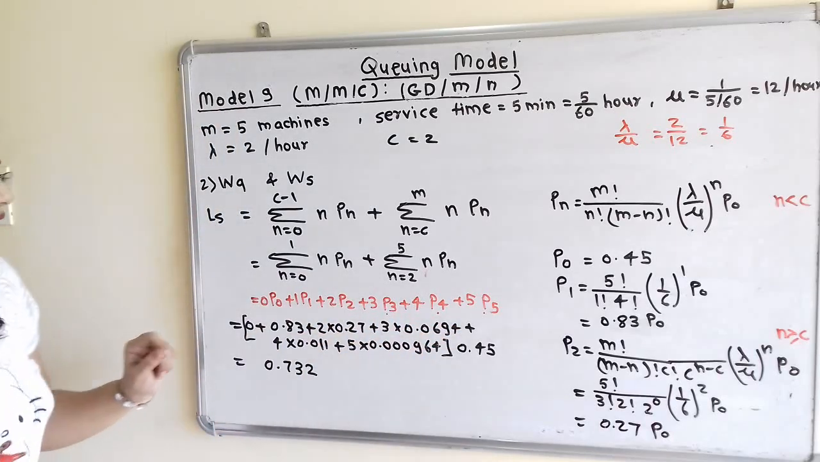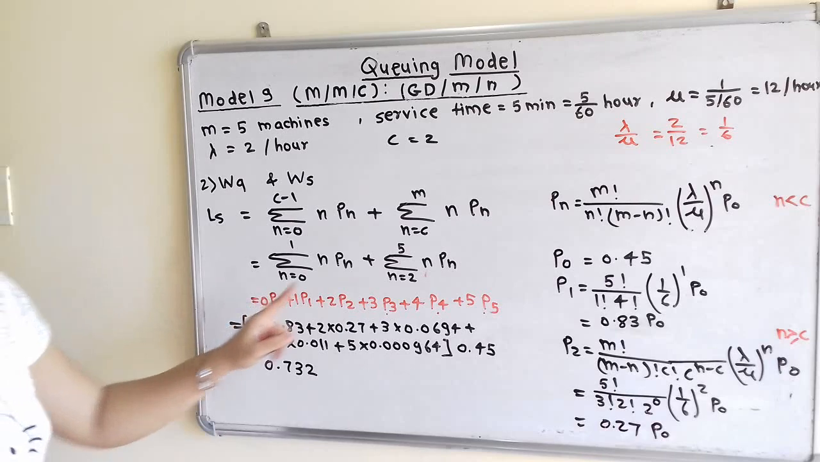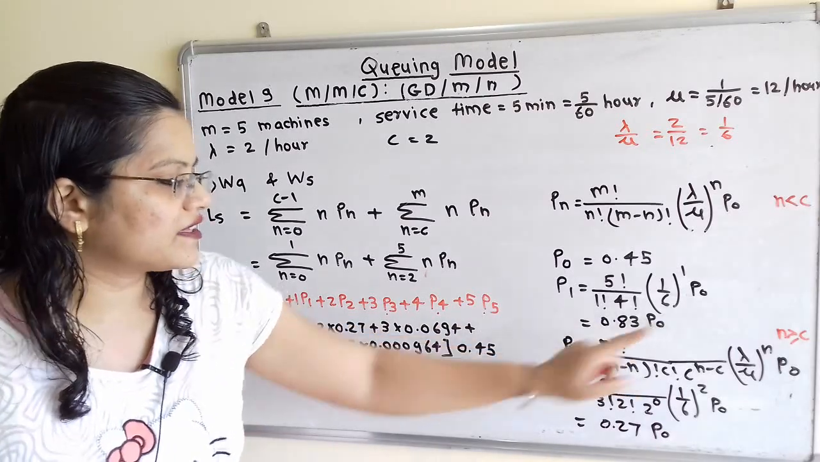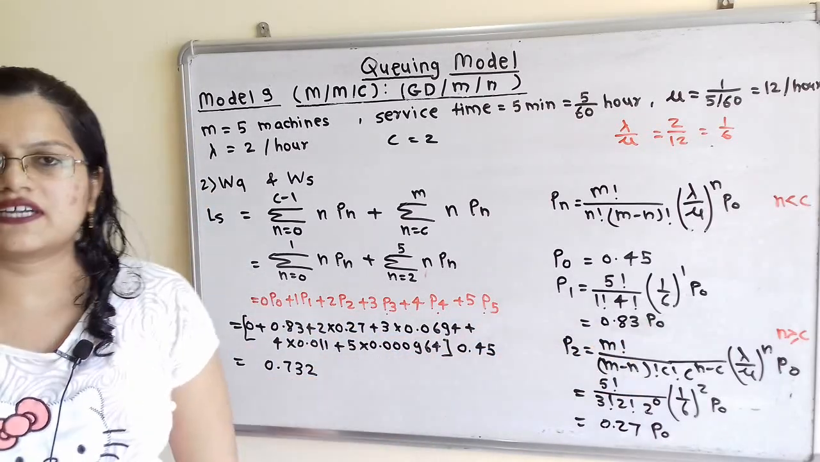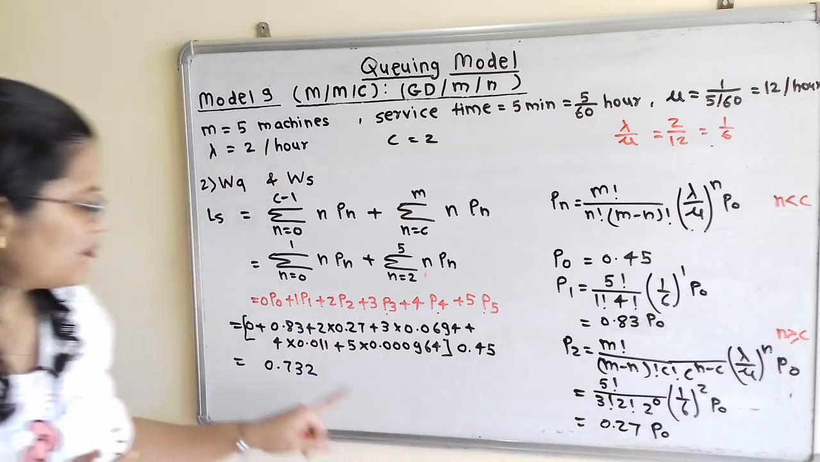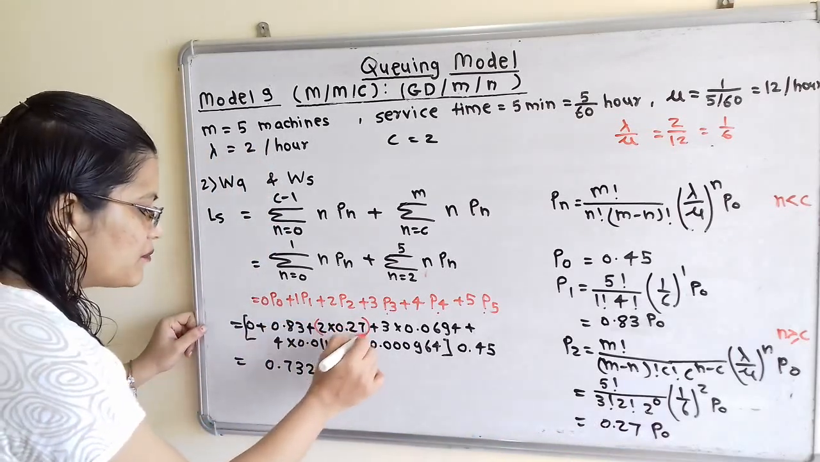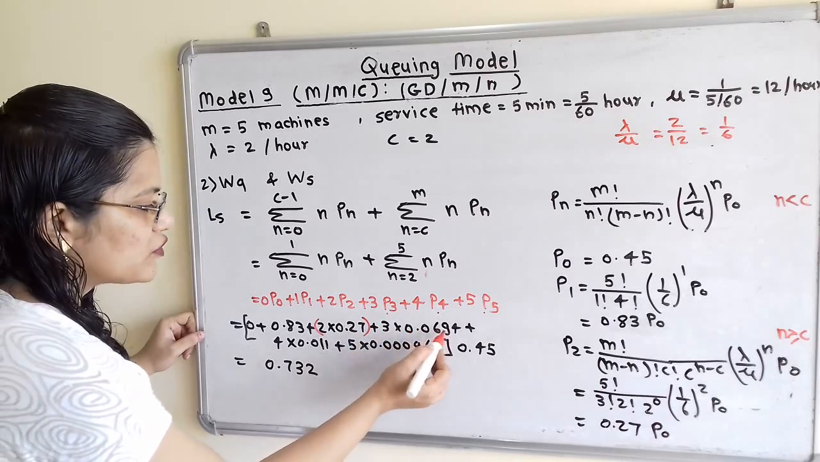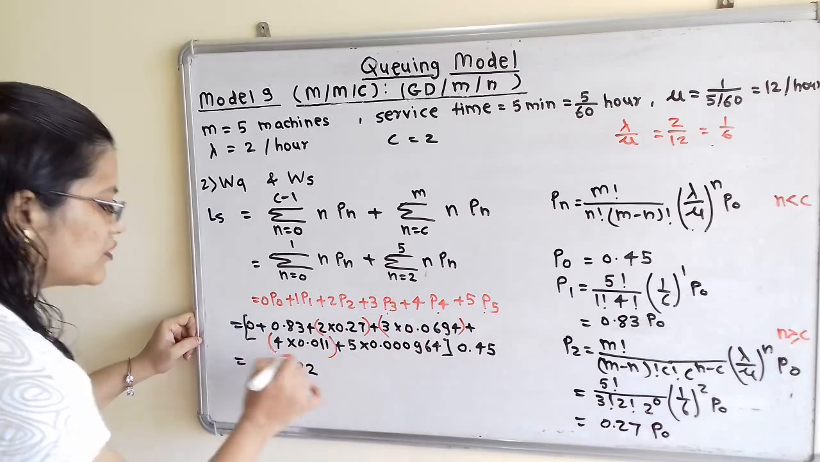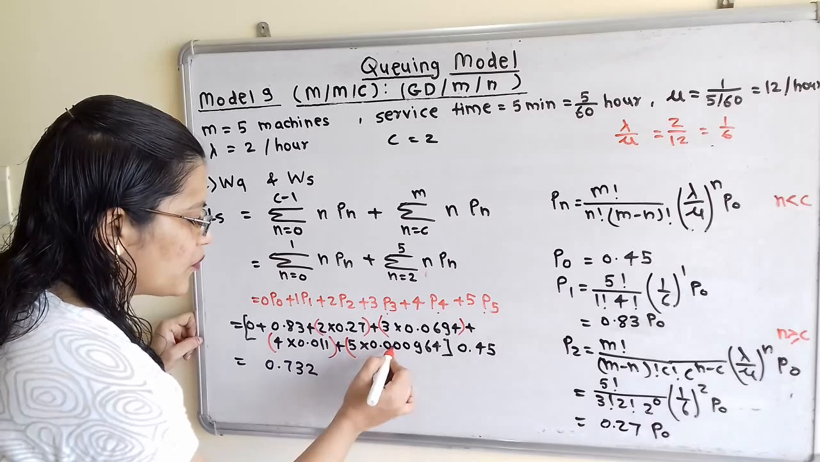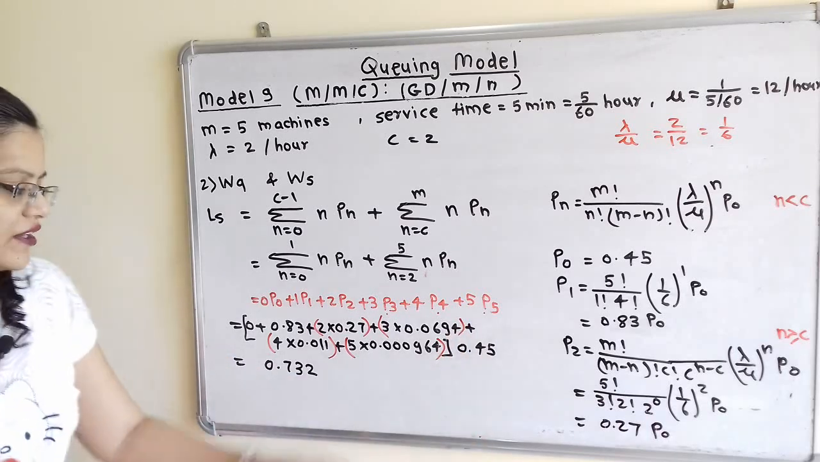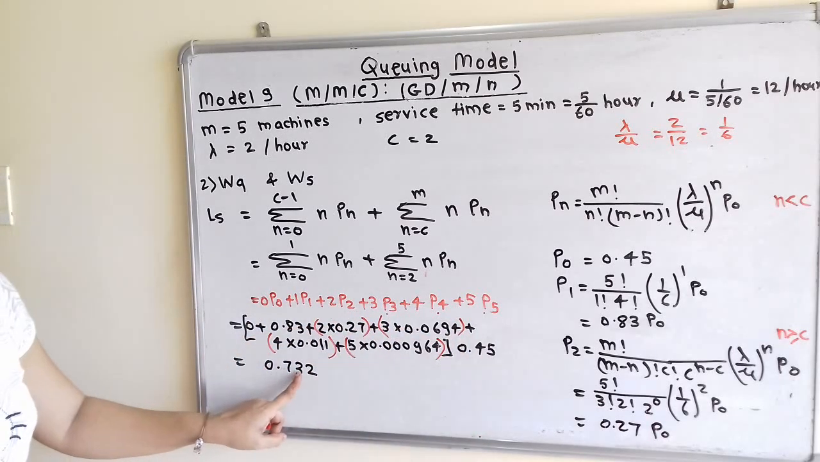Now we will take the other values also. So what is 0 P0? That is 0 into 0.45, that is 0, plus 1 P1, that is 1 into 0.83 P0. Now we will take P0 outside the bracket because it is the common term. Plus 2 P2, that is 2 into 0.27 P0. I will put here a curly bracket, plus 3 into 0.0694 P0, plus 4 into P4, that is 4 into 0.011, plus 5 P5, that is 5 into 0.000964, and outside the bracket P0, that is 0.45. So when we solve this we will get the answer 0.732 machines.